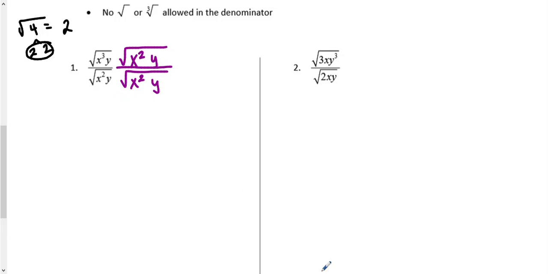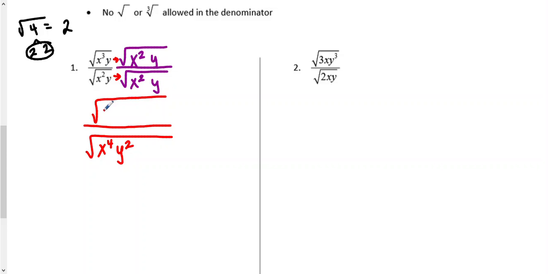Then it just becomes multiplication. We multiply straight across. So now, on the bottom, x squared times x squared gives me x to the fourth. Y times y gives me y squared. Then on the top, x to the third times x squared gives me x to the fifth. Y times y gives me y squared.